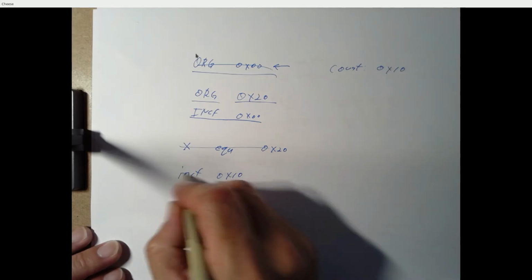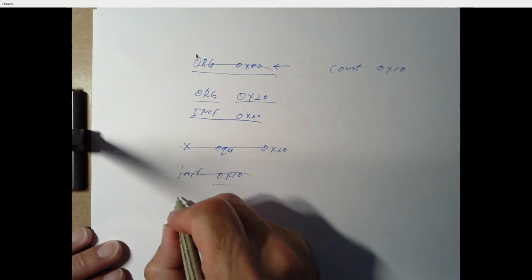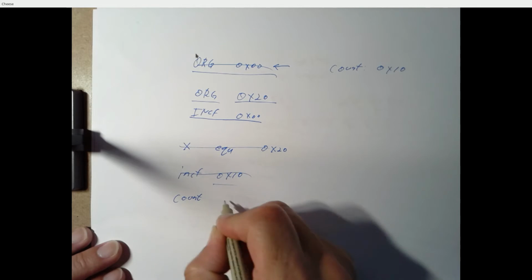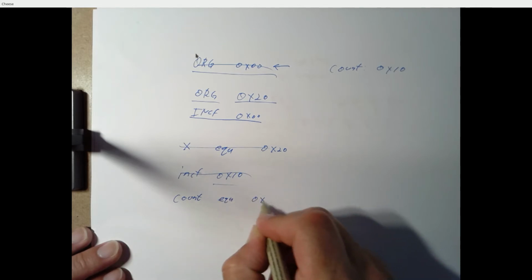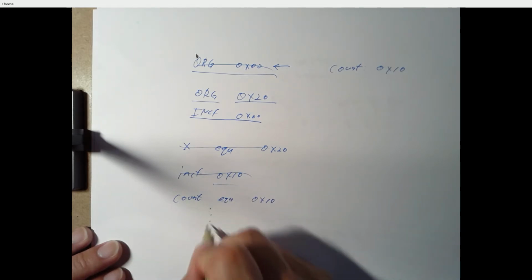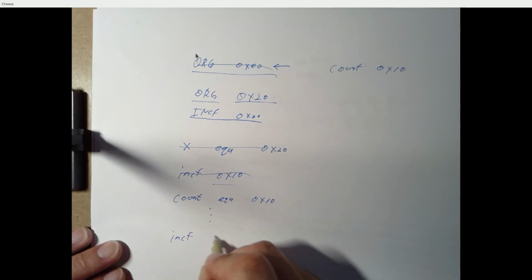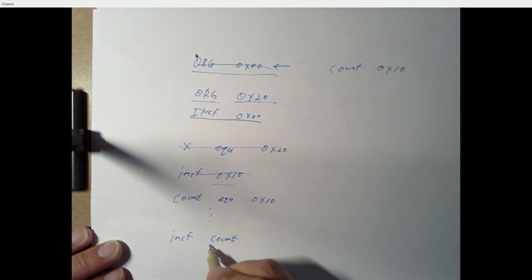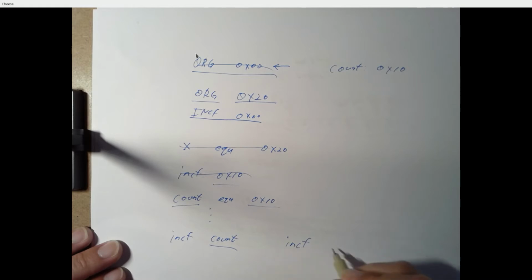So what we would do in the beginning of our program is we would say something like count EQU 0x10, and then later on we can say increment file register count. And when the assembler sees count, it will go back and it will say, what's count? Oh yeah, count is 0x10. And it'll basically change this in its own mind to increment file register 0x10.